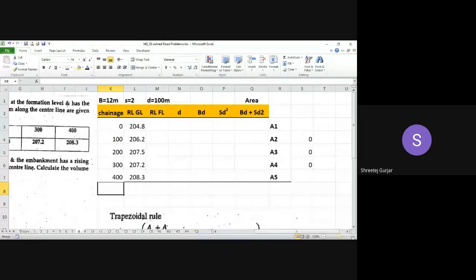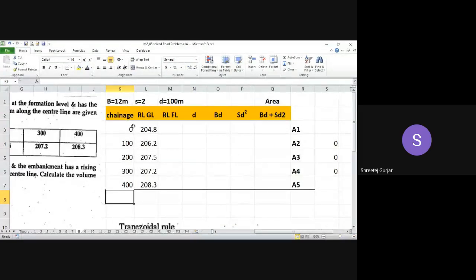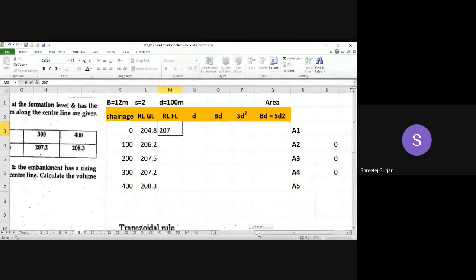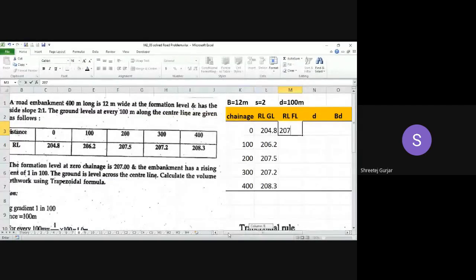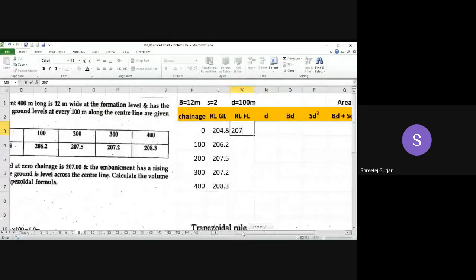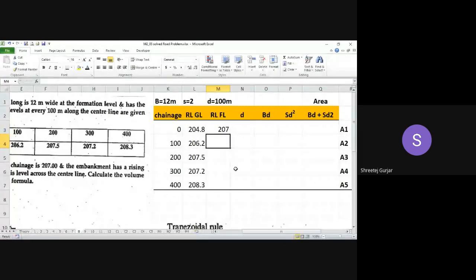You can observe it is a very small tabular column. Chainages have been written down, and ground levels have been written down from the question. The formation level at 0 chainage they have told is 207. Now it has a rising gradient of 1 in 100. So can anyone tell me what I have to write over here? Very easy, no need of any calculation. Any answers?